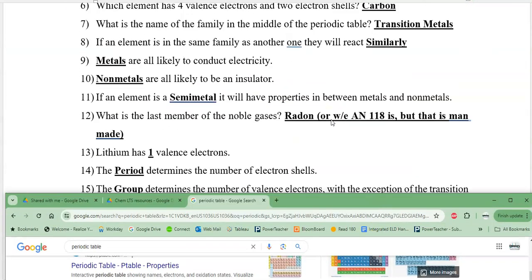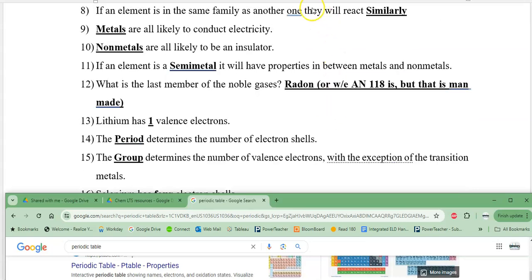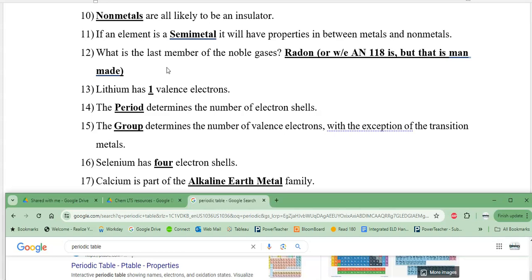What's the name of the family in the middle? It's the transition metals. If an element's in the same family as another one, they react similarly because they have the same valence electrons. Metals all likely conduct electricity. Nonmetals are likely to be an insulator. They do not conduct electricity. If an element is a semimetal, it will have properties in between metals and nonmetals.